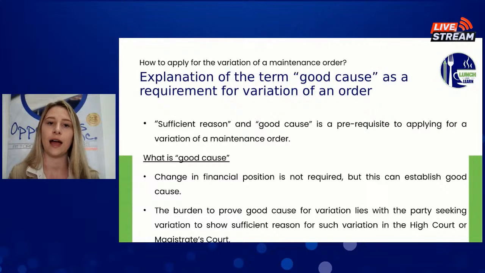So if you, as the mom, for example, you now want a variation, you want an increase because the child's needs have changed, you now have to show that there is sufficient reason why you are applying for this variation. Or for example, dad has lost his job. Now he wants to apply for a decrease in the maintenance amount. Dad now has the responsibility to show that reason, that he lost his employment. The obligation lies with him to prove to the court that there's been a change in his circumstances which now warrant a variation of the original maintenance order.